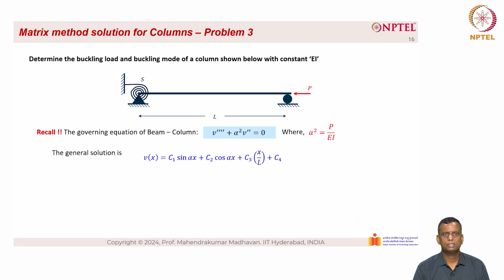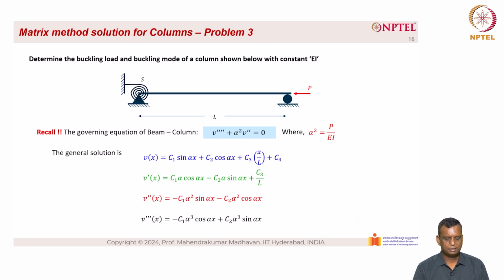The general solution is V of x equal to C1 sin alpha x plus C2 cos alpha x plus C3 into x by L plus C4. V dash of x equal to C1 into alpha cos alpha x minus C2 into alpha sin alpha x plus C3 by L. V double dash of x equal to minus C1 alpha squared sin alpha x minus C2 alpha squared cos alpha x. When we differentiate it thrice, we have V triple dash of x equal to minus C1 alpha cube cos alpha x plus C2 alpha cube sin alpha x.